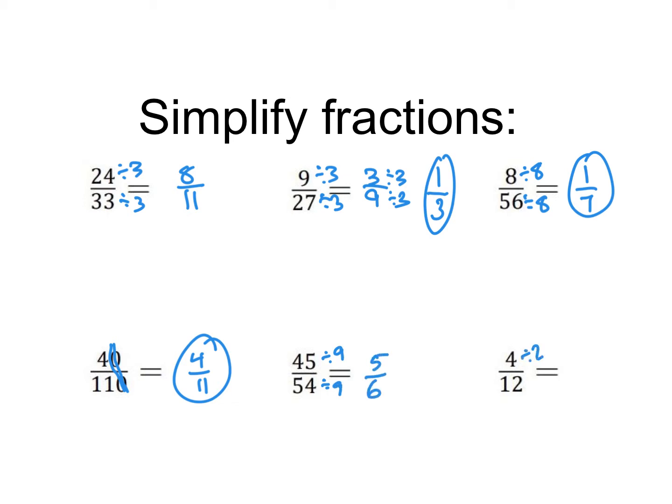Let's say I divided it by 2 first. I'd get 2/6. Notice how I'm not done yet because I have an even number on the top and an even number on the bottom. So we know that they're both divisible by 2.